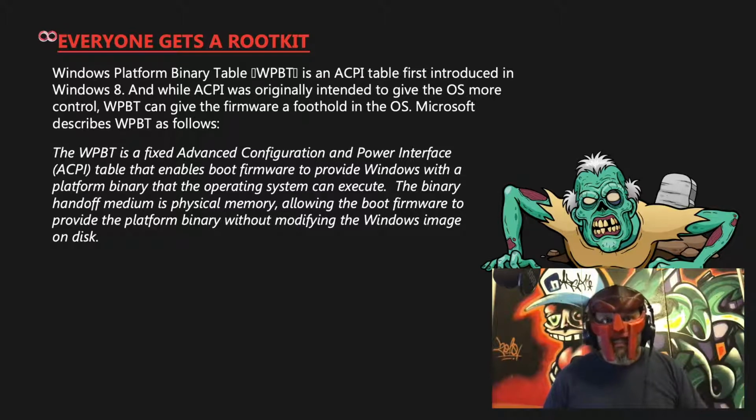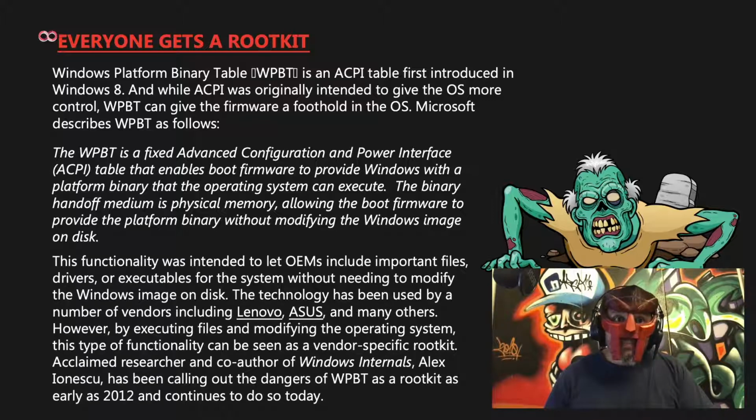So you pass a binary that the operating system can then use to do power management or any other type of configuration to that component. Now, the binary handoff medium is physical memory, allowing the boot firmware to provide the platform binary without modifying the Windows image on the disk. This functionality was intended to let OEMs include important files, drivers, like I just mentioned, or executables for the system without needing to modify the Windows image on disk. The technology has been used by a number of vendors, including Lenovo, Asus, and many others. By executing files and modifying the operating system, this type of functionality can be seen as a vendor-specific rootkit.